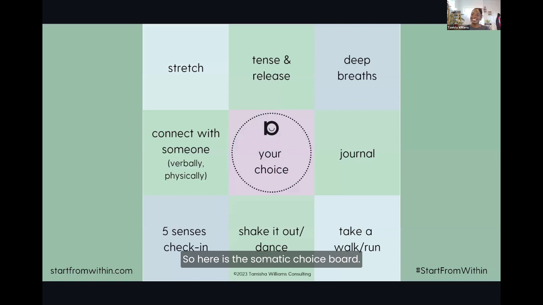So here is the somatic choice board. Perhaps you take a look at it and you notice that the thing that you said, oh yeah, I discerned that my body needed that, it's on the choice board. That's great. Perhaps you realize that your body needs something that's not on the choice board. Well, that's a beautiful piece about it, right? This choice board is not the limit to what you can do.